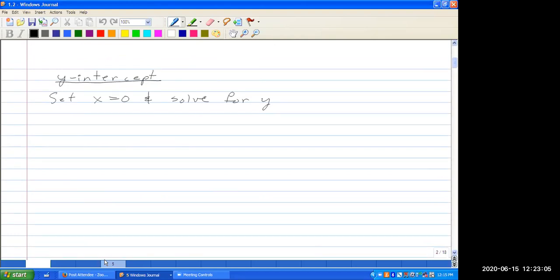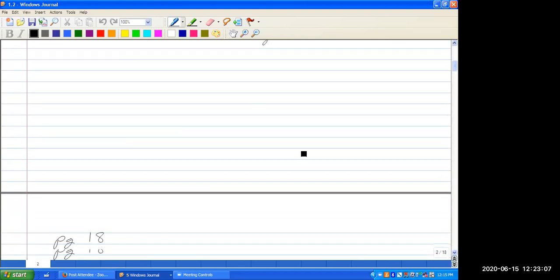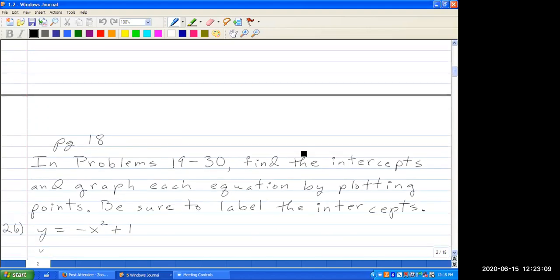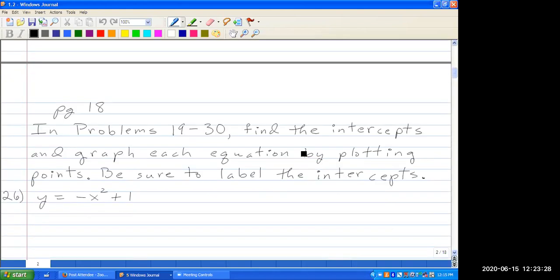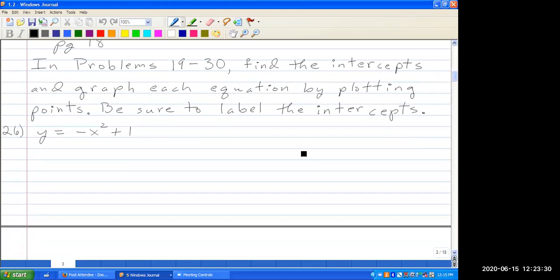Let me do some examples. On page 18, problems 19-30: find the intercepts and graph each equation by plotting points. Be sure to label the intercepts. So problem number 26, y equals negative x squared plus 1.